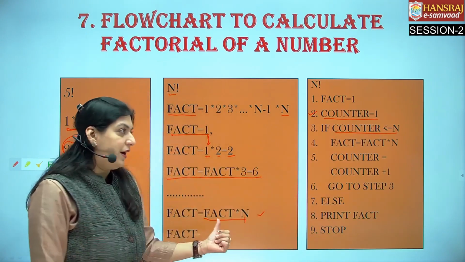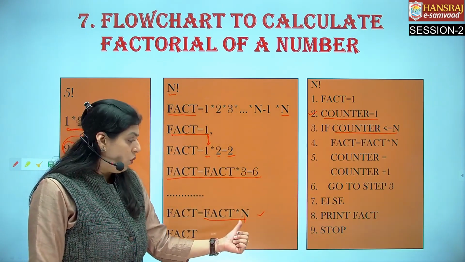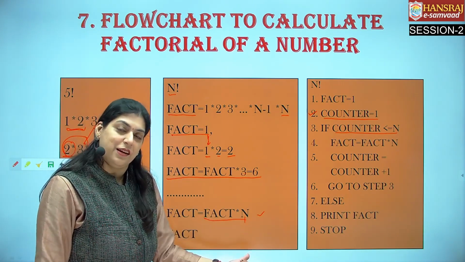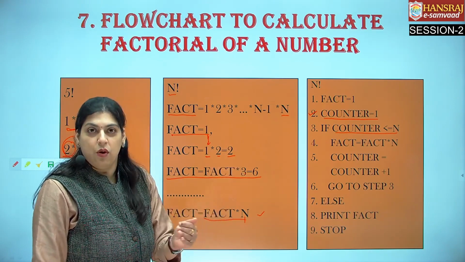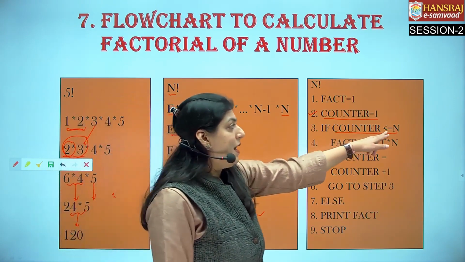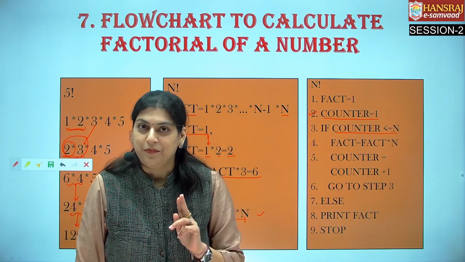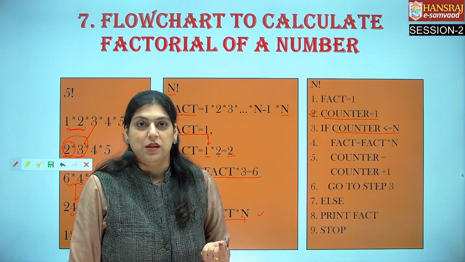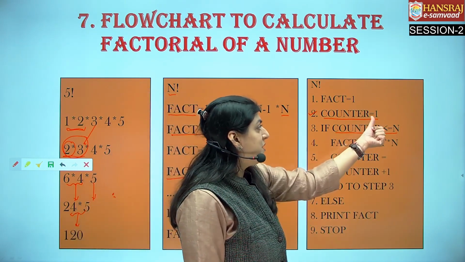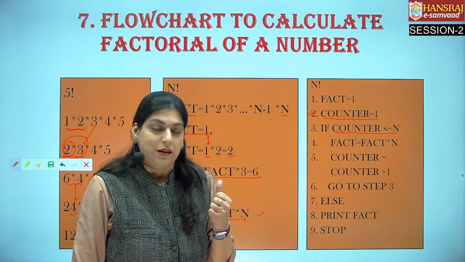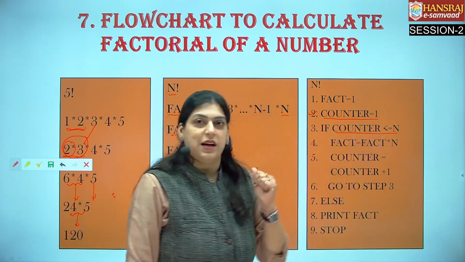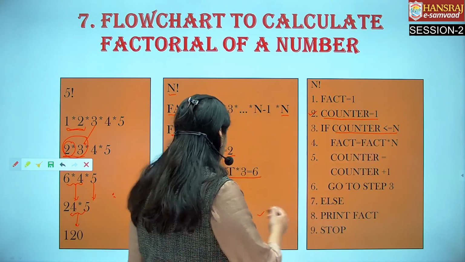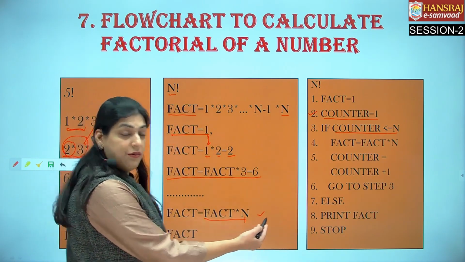That's what we are doing here. Fact into 1 into 2 into 3, 4, 5 till n, right? So 1, 2, 3, 4, n are all less than or equal to n, right? So counter is going to take all these values, okay? So first we have initialized it to 1, then we have imposed this condition, right? Now what we are doing, we are performing the same step, fact is equal to fact into n.